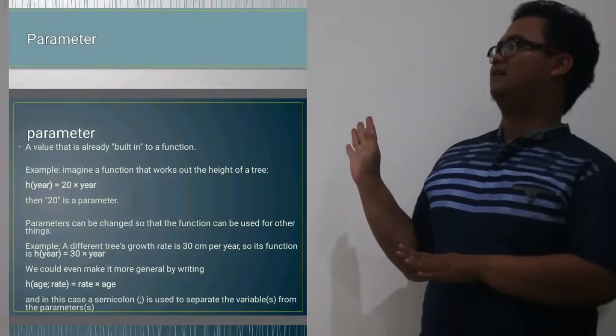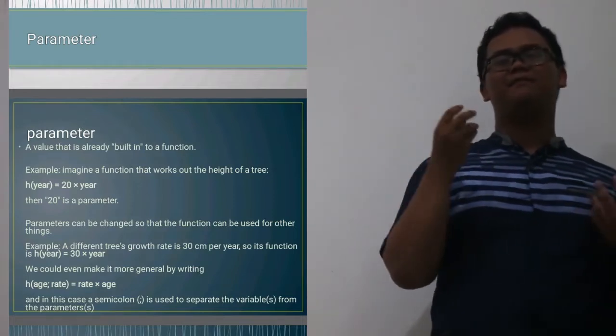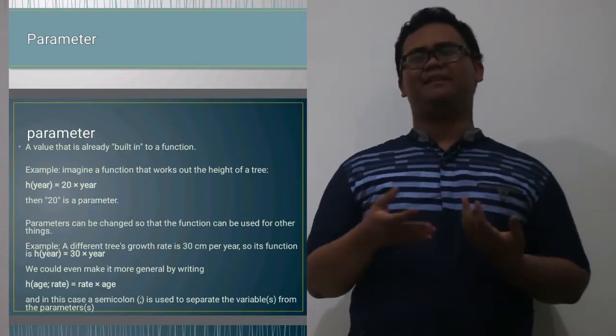That problem, we can explain with the math of parameters. What is a parameter? A parameter is a value that is built into the function. For example, we can see the function of the length of a tree is 20 multiplied by the age.